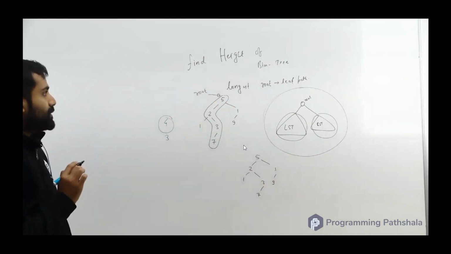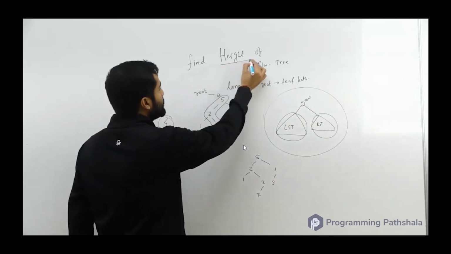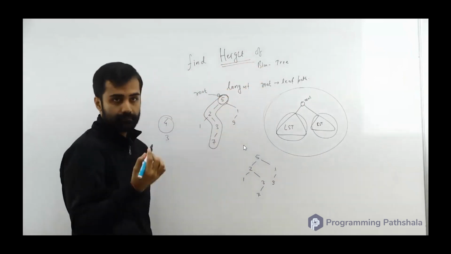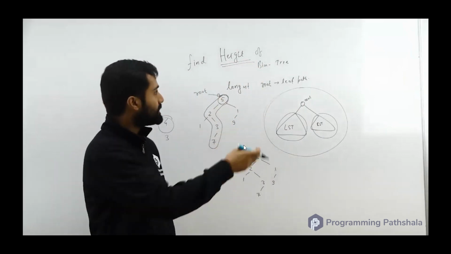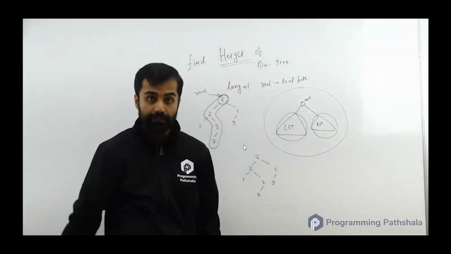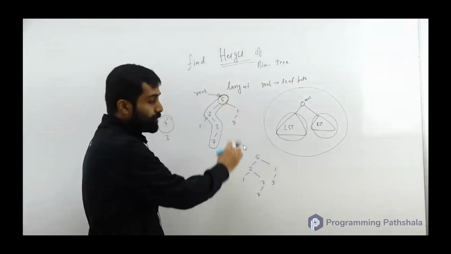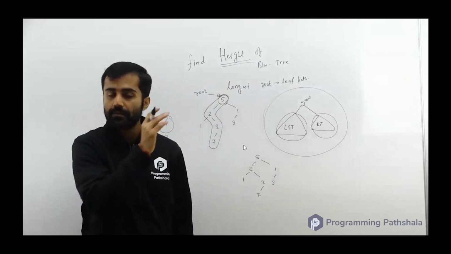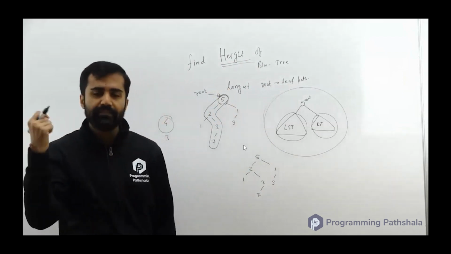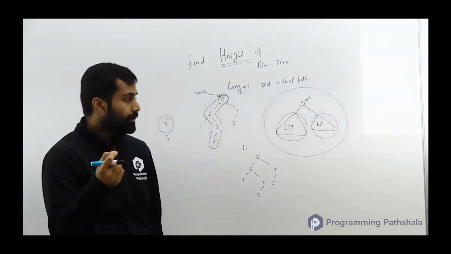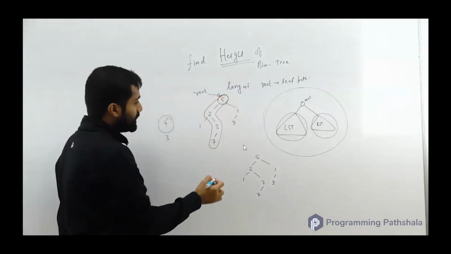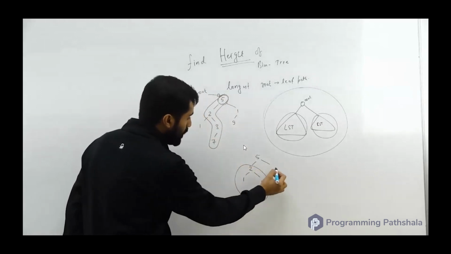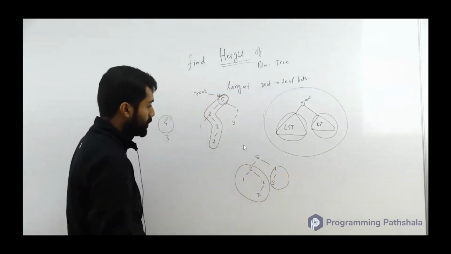I can say one thing for sure, that the height of the tree will be something that definitely passes through the root. It definitely passes through the root because you're clearly saying it is a root to leaf path. So the contribution of the root will definitely be there. You're counting the number of nodes along the maximum path. So the contribution of the root as a node will definitely be there. Now, on top of that, either the height of this will be taken into account or the height of this will be taken into account.